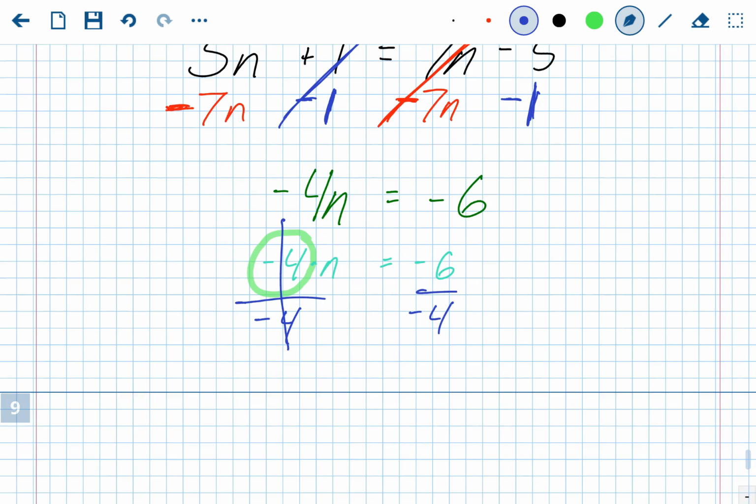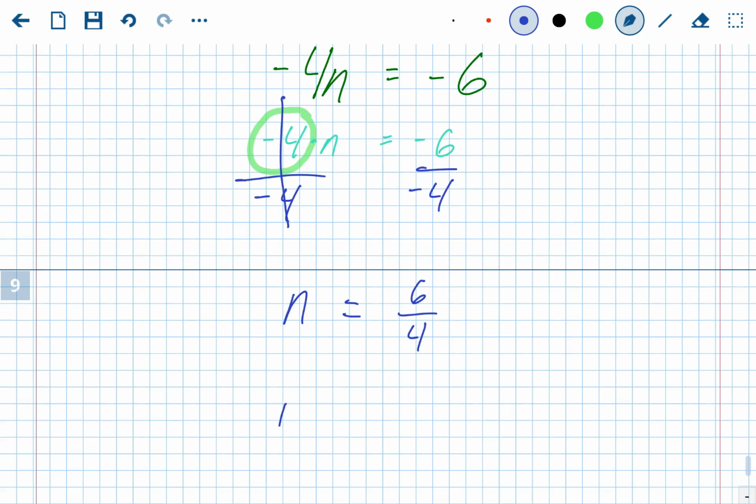So now you're left with just n equals, now negative 6 divided by negative 4, that's not going to go in evenly. The first thing we want to do though is take away the negative. Negative divided by negative is a positive. So you have the fraction 6 over 4. Now you always want to simplify your fractions to simplest form. And in this case, they're both even, so you can divide them both by 2. And you get 3 halves. So that's solving with variables on both sides. We did some of those already in class.